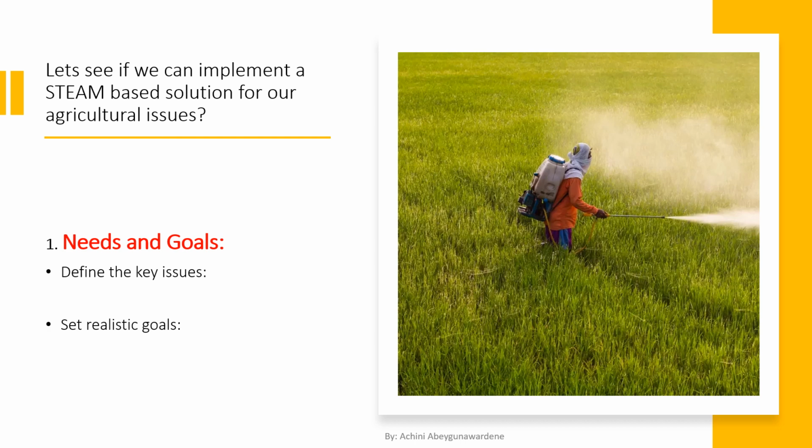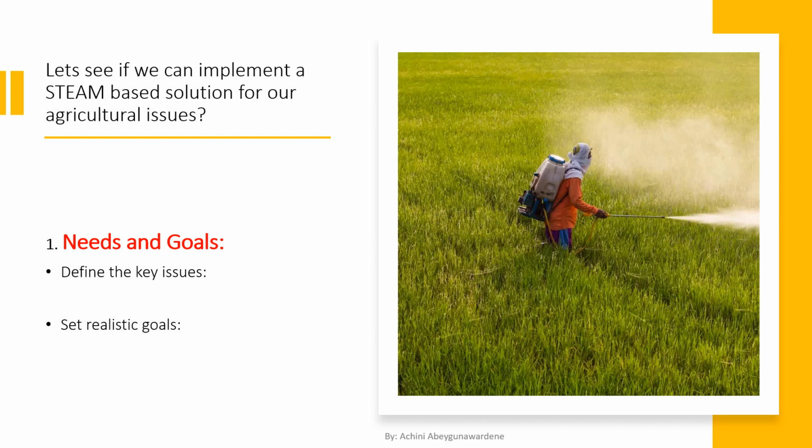Now, let's see if we can implement a STEAM-based solution for our agricultural issues. First, the needs and the goals. Define the key issues. Clearly identify the most pressing problems such as soil erosion, water contamination, and low yields.